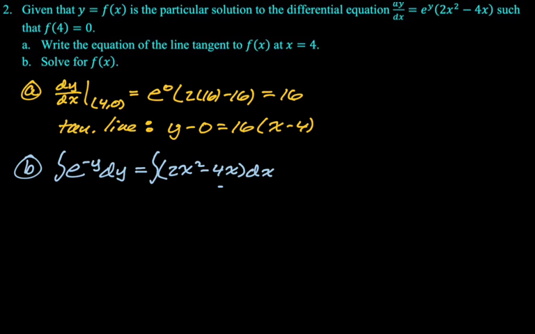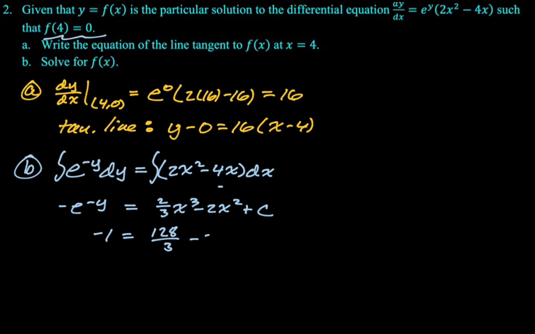So the integral of e to the negative y is negative e to the negative y. The integral on the right-hand side is just reversing the power rule. So we get 2/3 x cubed minus 4/2, or 2x squared, plus c. I think solving for c here is the easiest thing to do. It's only going to get more complicated. So I'm going to plug in 4 for x and 0 for y. So negative 1 equals 128 over 3 minus 32 plus c. If you do the math on that, you get that c is negative 35 over 3.